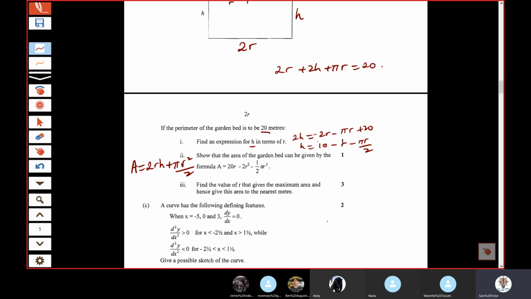dA/dr equals 20 minus 4r minus pi r. Looks good. Make it equal to 0. Well, obviously, what letter are you solving for? So therefore, this is not a quadratic. You bring your constant to the other side, factorize your r, get it out. Let's do it. Looks good.